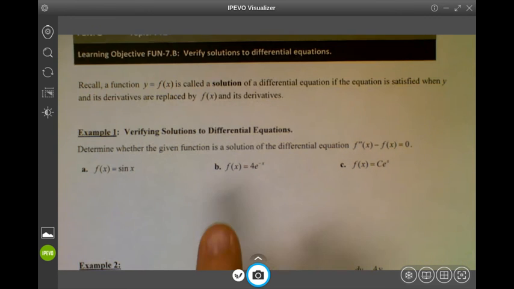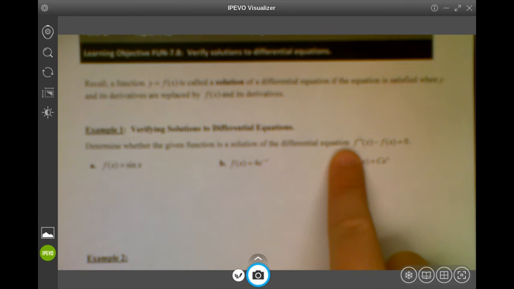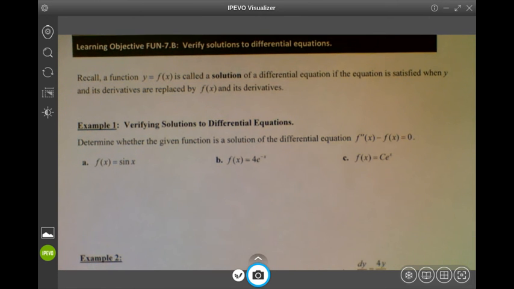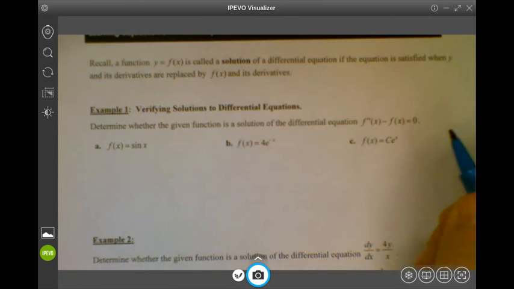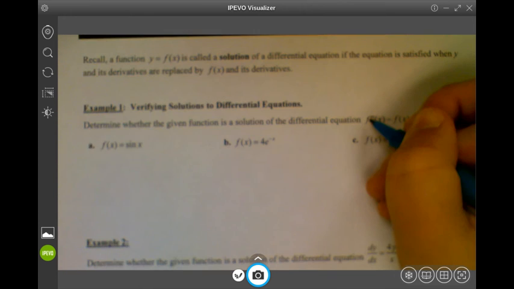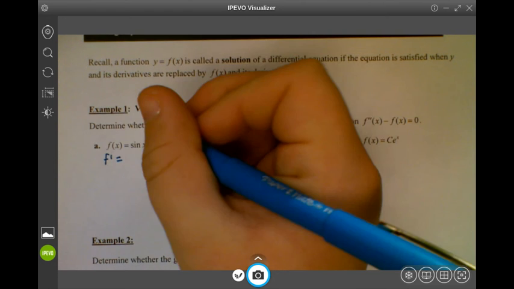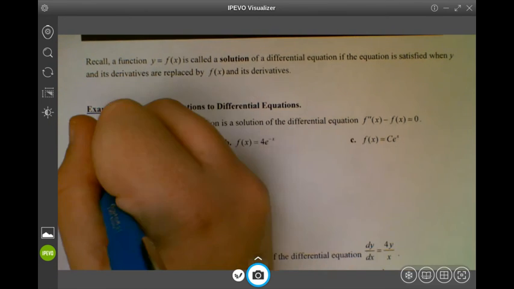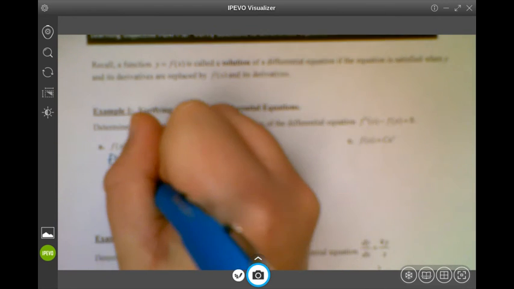So for example, we want to determine whether the given function is a solution of the differential equation f double prime minus f equals 0. Does sine of x make this equation true? So sine of x would just be this piece right here. In order to get the piece in the front, f double prime, you actually have to find f double prime. So the derivative of sine is cosine. And then the second derivative, the derivative of cosine, is negative sine.